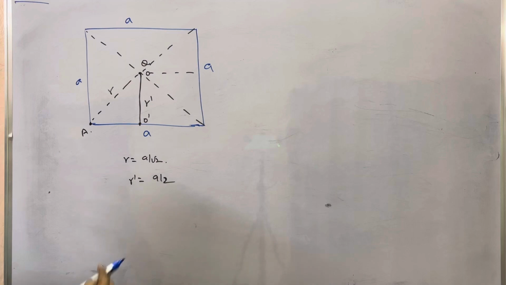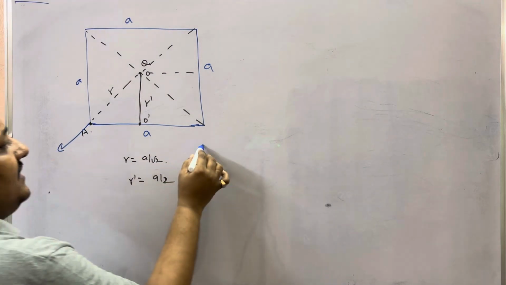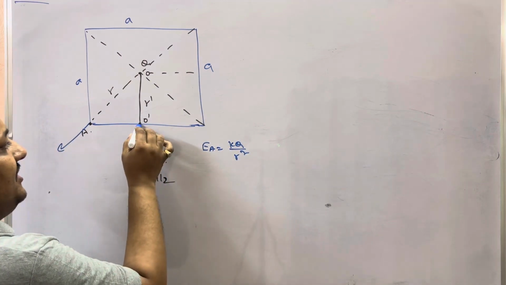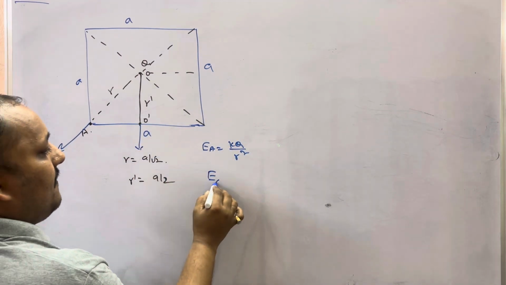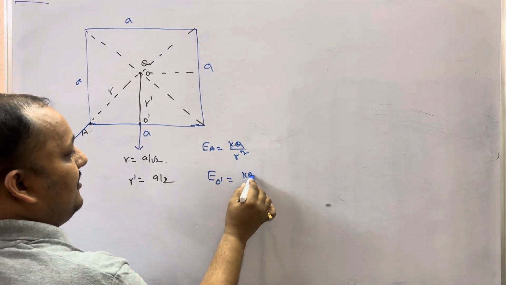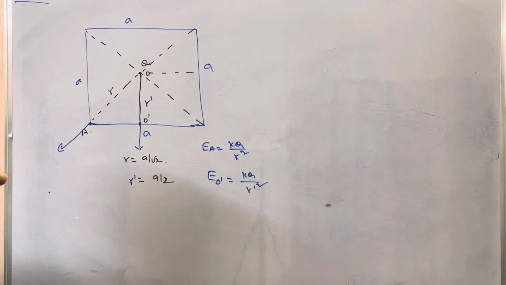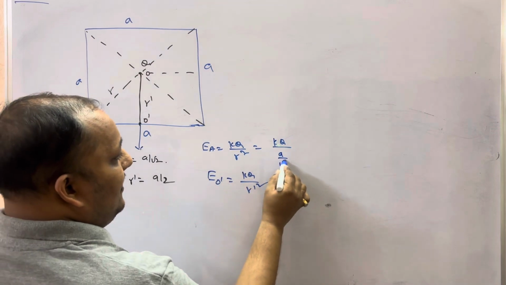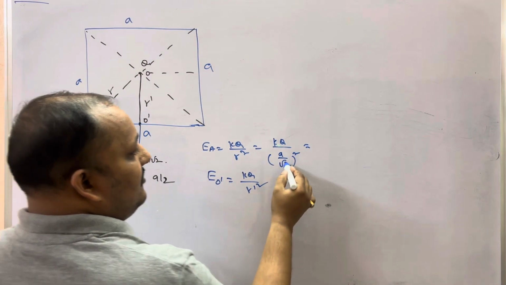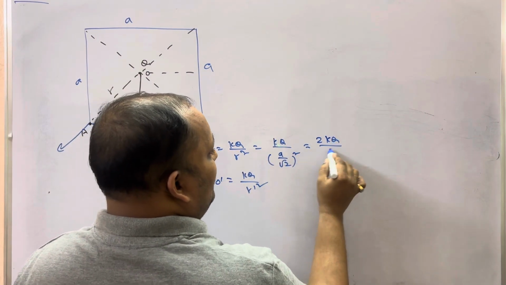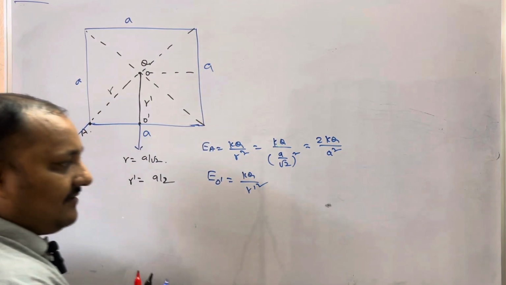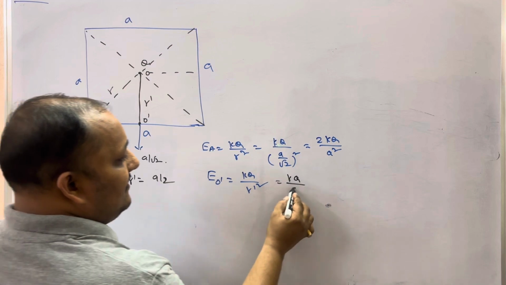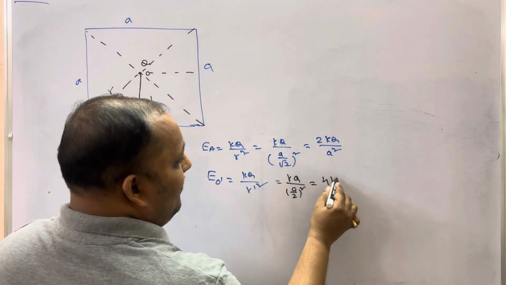Once you get the distance, you will get the idea. E at the corner, since it is a positive charge, is KQ by R square. E naught dash here is KQ by R dash square. What is small r we said? KQ by small r, which is A by root 2 whole square. So, it goes to the numerator: 2KQ by A square. Now, in this, if you observe, KQ by R dash, which is A by 2 whole square, is 4KQ by A square.